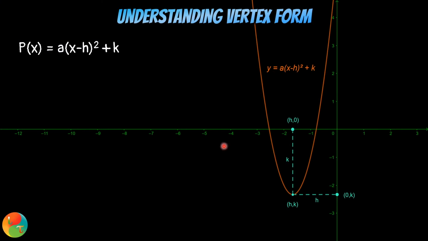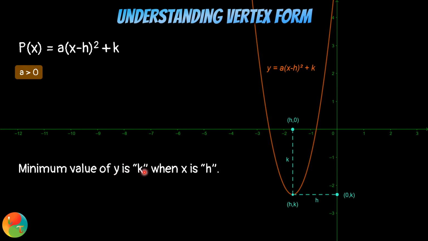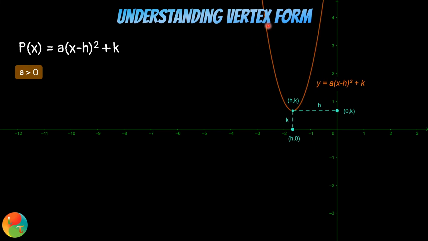Now let us understand all of these things we have said earlier in graphical form. P of x is written in the vertex form, and this parabola is representing the same polynomial, a into x minus h whole square plus k. You can see that the vertex in this case is the lowest point on the parabola. So in this case a is greater than 0, that is why the parabola is opening upwards. Minimum value of y is k when x is h. That is, the minimum value has coordinates h comma k, and we also know that the vertex also has coordinates of h comma k.